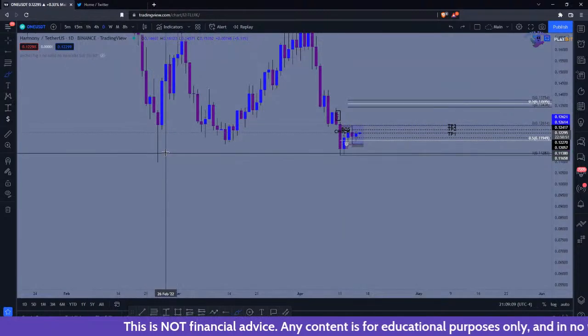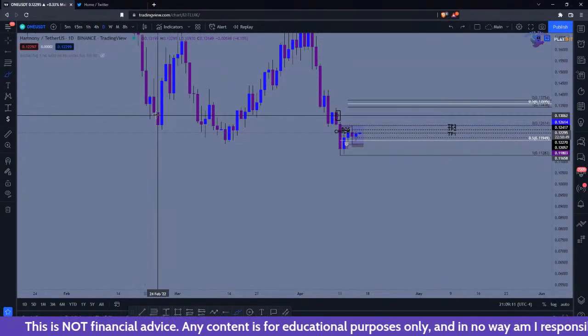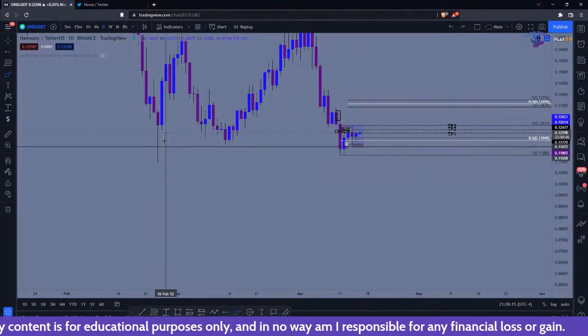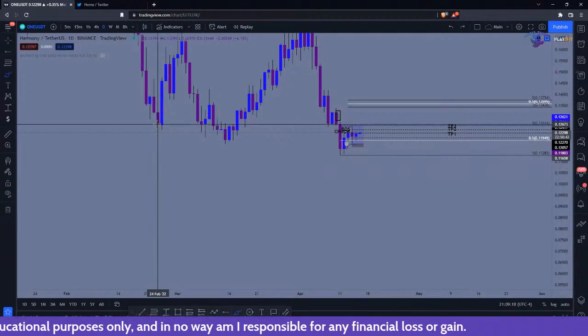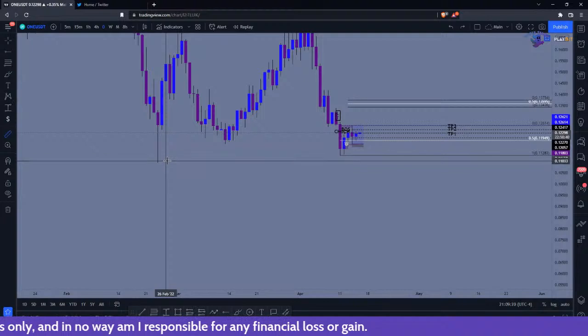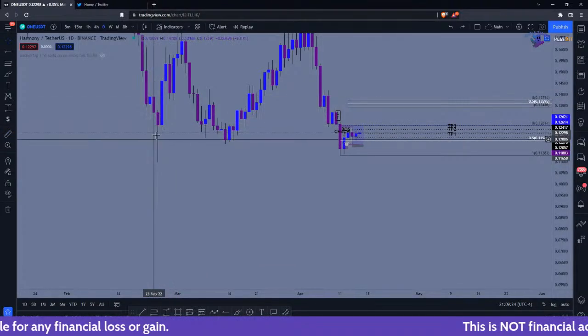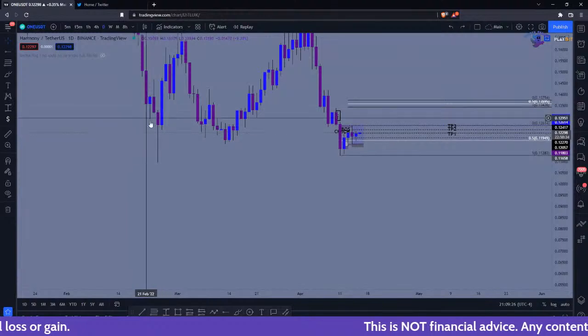Think of wicks as liquidity. In this instance, price was this low during this day, but it pushed all the way back up to what? How much percent is this? Probably around a huge gain, 15% gain. There's going to be tons of liquidity when you have that violent of an expansion.